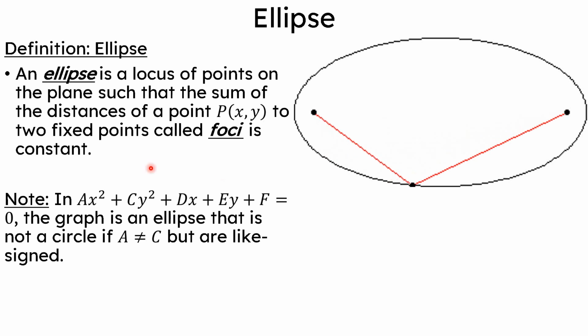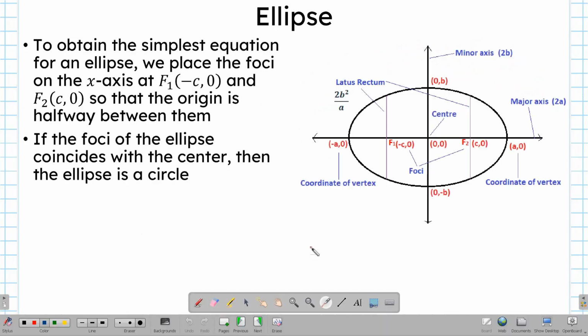Now, take note that in the general form of the equation of a conic section, ax squared plus cy squared plus dx plus ey plus f equals 0, the graph is an ellipse that is not a circle if A is not equal to C, but they are like sign. Either they are both positive or both negative. Most of the time it will be both positive. If they're both negative, they usually divide everything by -1.